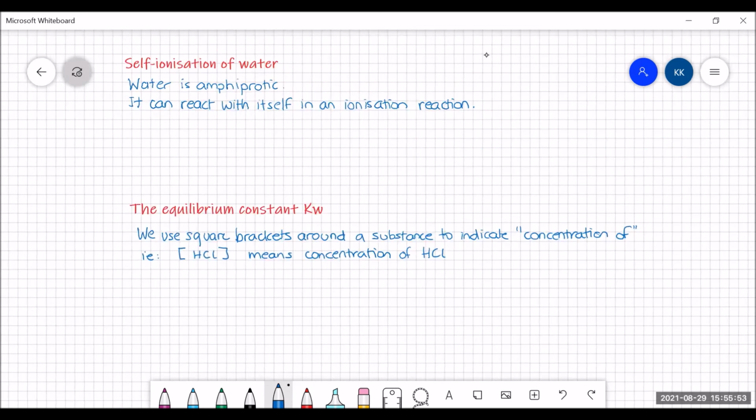You'll remember we talked earlier about water being amphiprotic. So water can actually react with itself in an ionization reaction. We have water reacting with itself, and one of the water molecules will be an acid and the other one will be a base. And we will get a hydronium ion and a hydroxide ion.